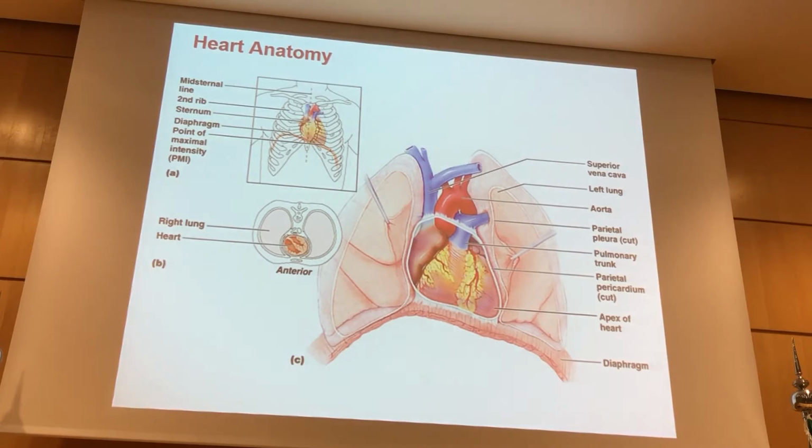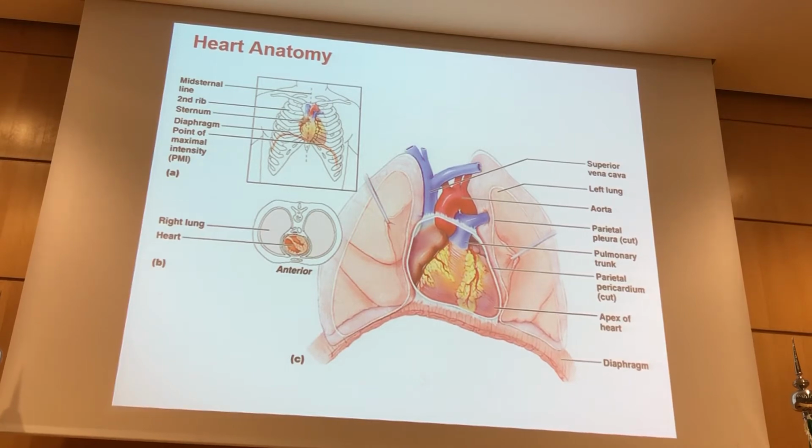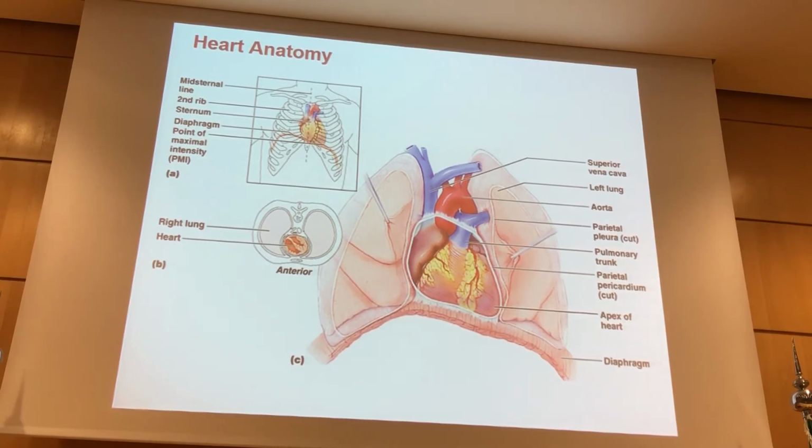So the heart is located between the two lungs. When you open the thoracic cavity, this is how they do it. They cut through the sternum, right? Like this, and then they open up with the retractor. So this is the view that you see. The heart is within the mediastinum between the two lungs, surrounded by its own pericardium.